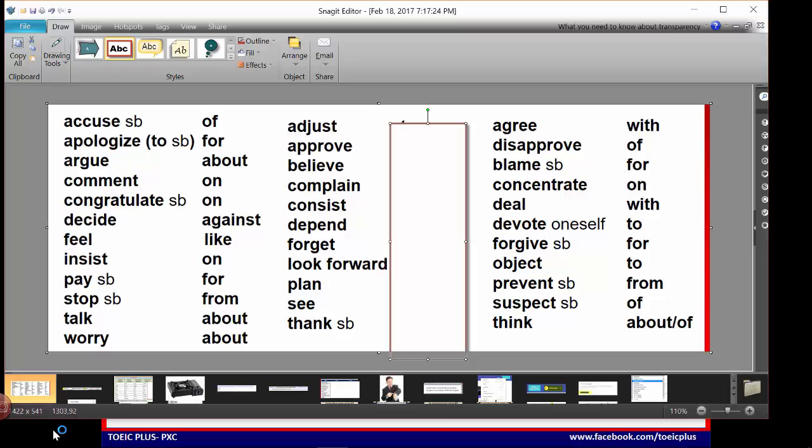Agree with. Disapprove of. Blame somebody for. Concentrate on. Okay. Can you concentrate on the lessons when there is a lot of noise outside? No, you can't. Okay. Deal with. Devote oneself to. Forgive somebody for. Object to. Prevent somebody from. Suspect somebody of. Think about. Think of.